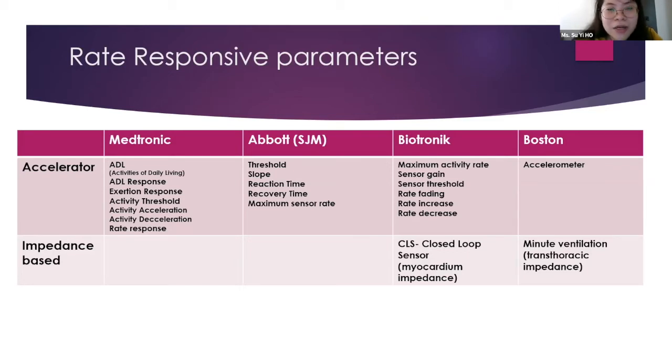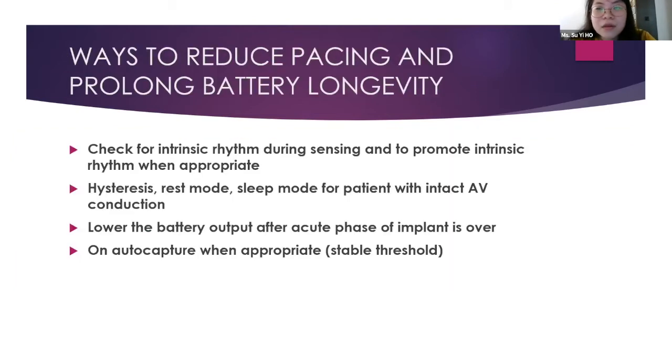Lead impedance based, such as sensing from the myocardial impedance within the lead itself, or transthoracic impedance, are useful for patients whose indications are vasovagal or sinus node dysfunction. So we can consider using these parameters to customize them according to their needs and indications, while ensuring that there's sufficient pacing for patients with complete heart block.